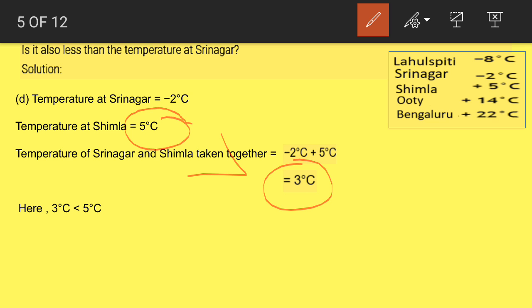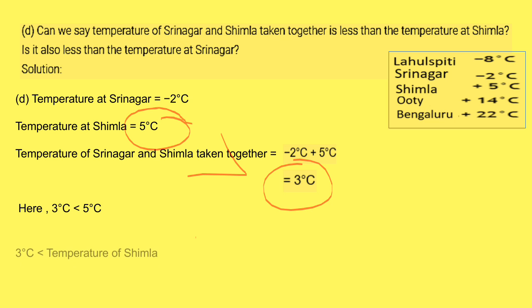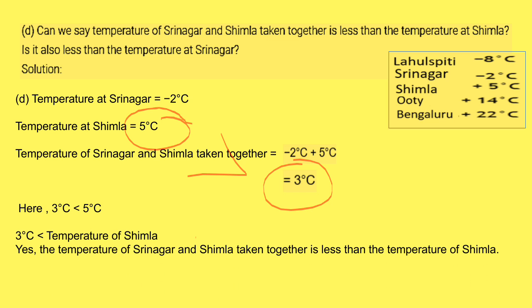This value is lesser than the temperature at Shimla. So I'll write 3 degrees Celsius less than the temperature of Shimla. Yes, the temperature of Srinagar and Shimla taken together is less than the temperature of Shimla. I have just written this statement from the question itself.